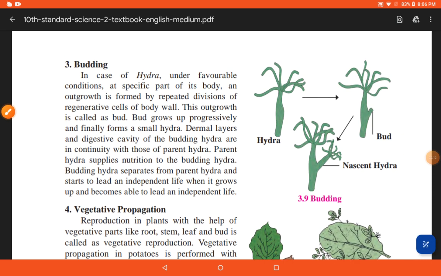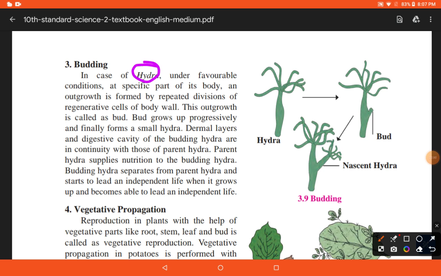Alright. So in the case of budding in multicellular Hydra, what will happen is that under favorable conditions, a specific part of it, similar to yeast, just that it's a multicellular one, will form an outgrowth, a bud. The dermal layers, their continuity with those of the parent Hydra, will supply the nutrients and all. And the budding Hydra will separate from the parent Hydra and start to live an independent life.